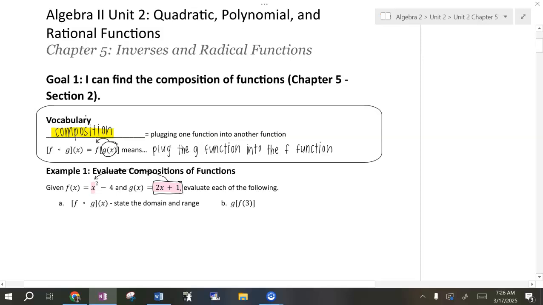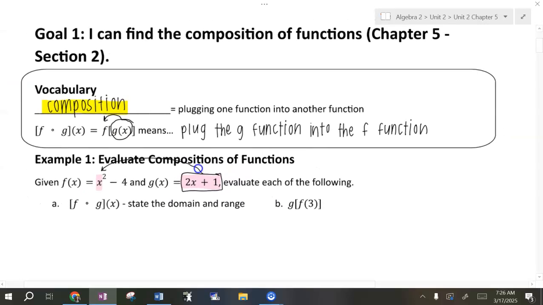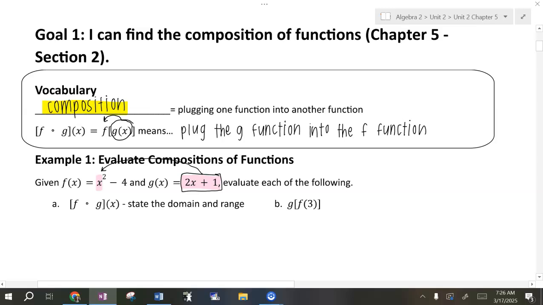You've already learned a lot about functions when we did the polynomials chapter, like adding functions together, subtracting them, multiplying them, and dividing them. But now we're going to do something called composing them. A composition of functions just means that you're taking one function and plugging it into another one.